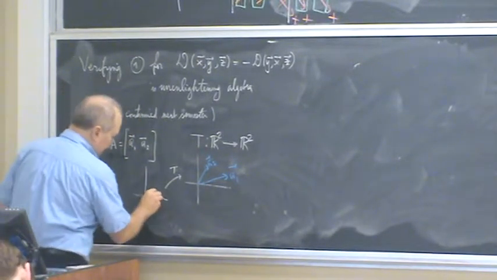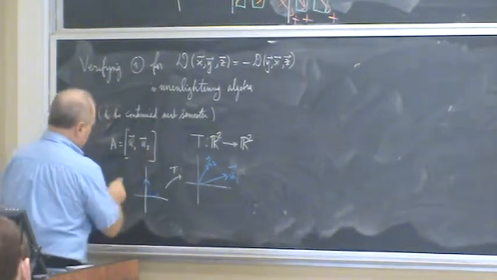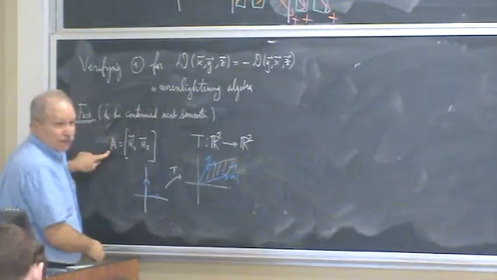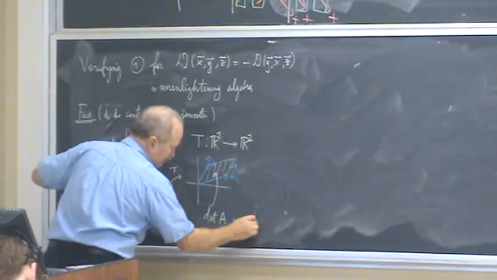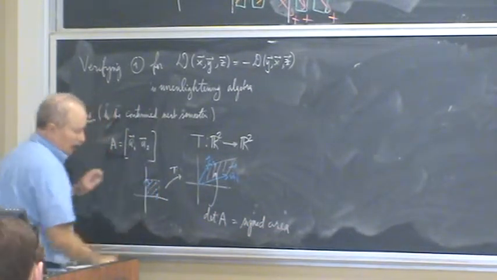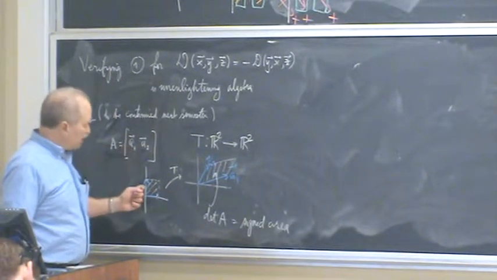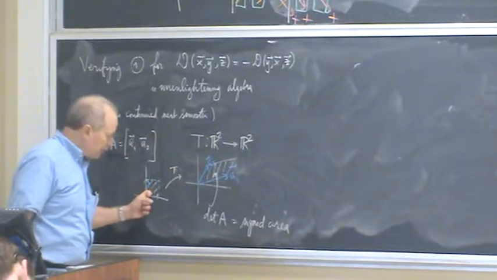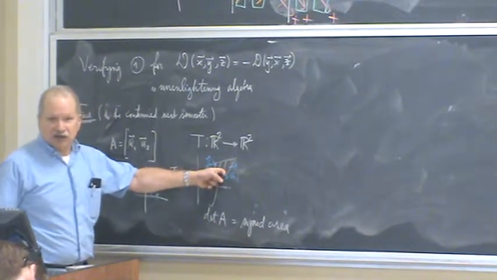the standard basis vectors went. So what we do know is that the determinant of A, the determinant of this matrix, is the signed area of this parallelogram. What's the signed area of the original parallelogram? 1. So the determinant is telling you what T does to area, or to signed area. When you map vectors here to vectors there, it multiplies the signed area by the determinant of the matrix.